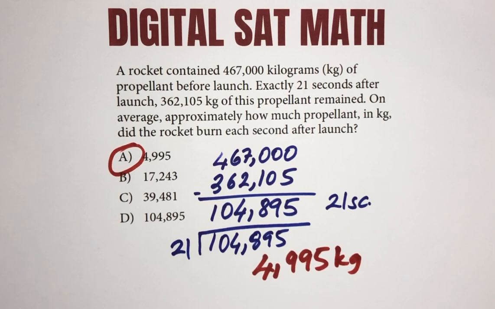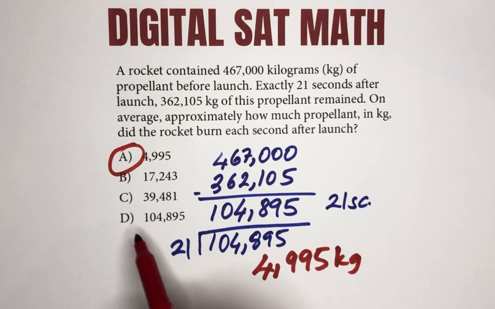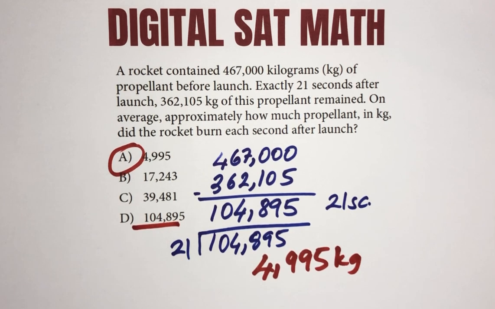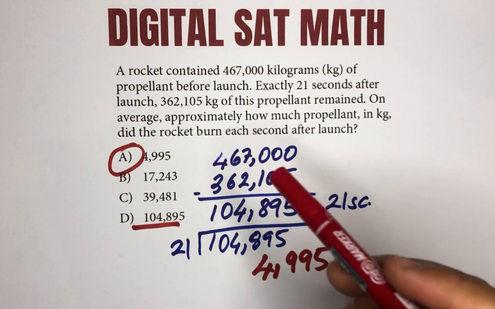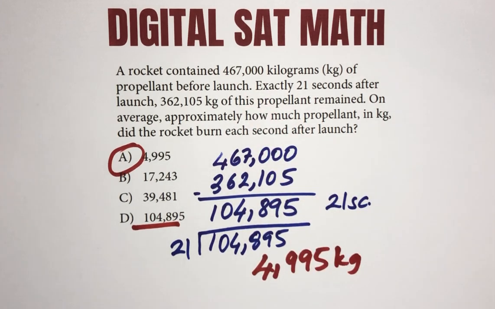But I want you to also pay attention to choice D. This is kind of a tricky choice. If you thought you already had the answer by just subtracting 362,105 from the initial amount, which is 467,000, you would have gotten the question wrong. So please pay attention to what you're being asked to find.